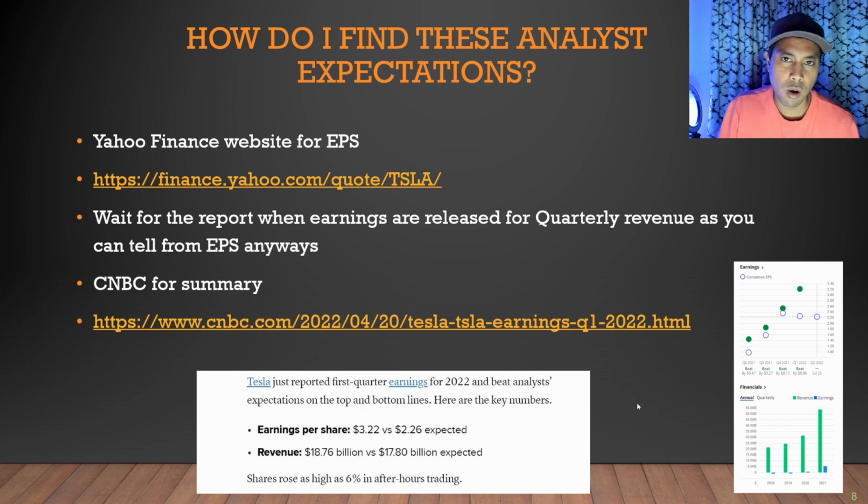So here is an example of the revenue. Tesla just reported first quarterly earnings for 2022 and beat analyst expectations on the top and bottom lines. Here are the key numbers. Earnings per share, they got $3.22 versus the expected analyst target of $2.26. And here they state the revenue is $18.76 billion versus the analyst target of $17.8 billion. This is the top line, which means it's not the earnings, the profit after everything is taken off. And at the very bottom, you can see the outcome: the share price rose as high as 6% in after-hours trading after this good news.